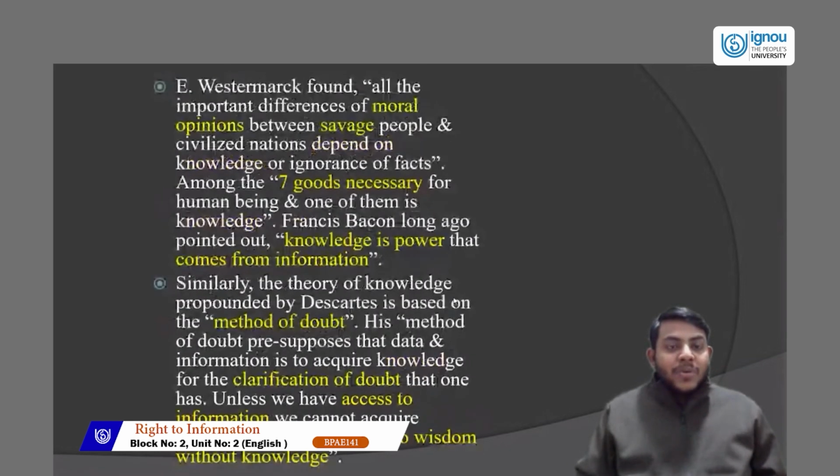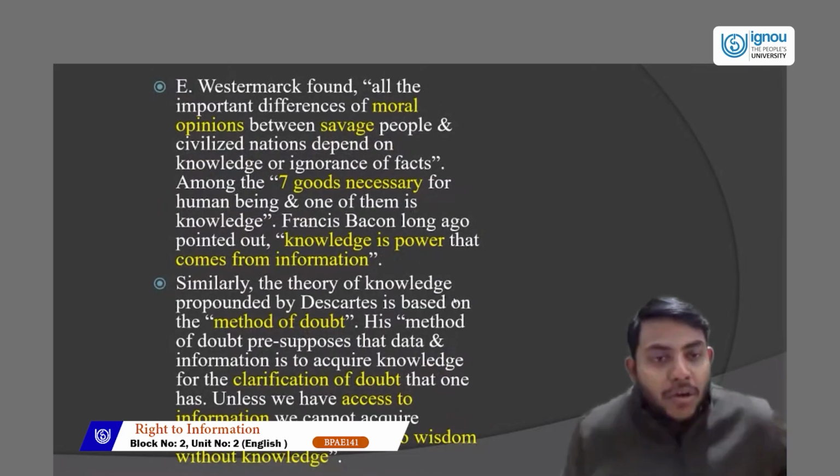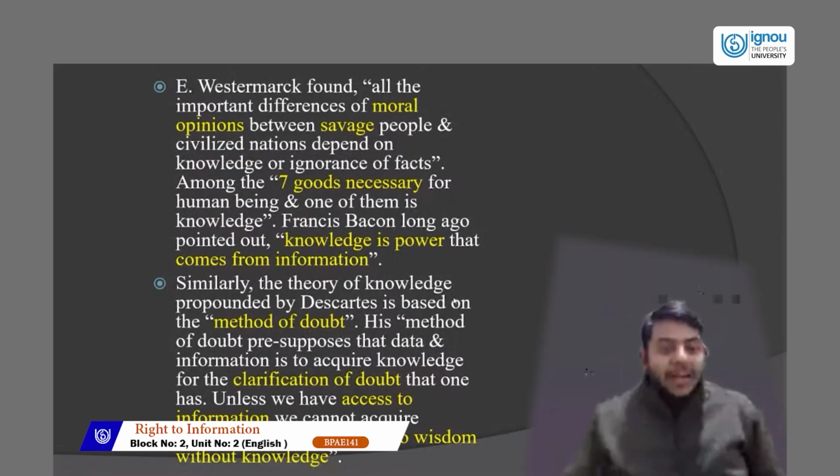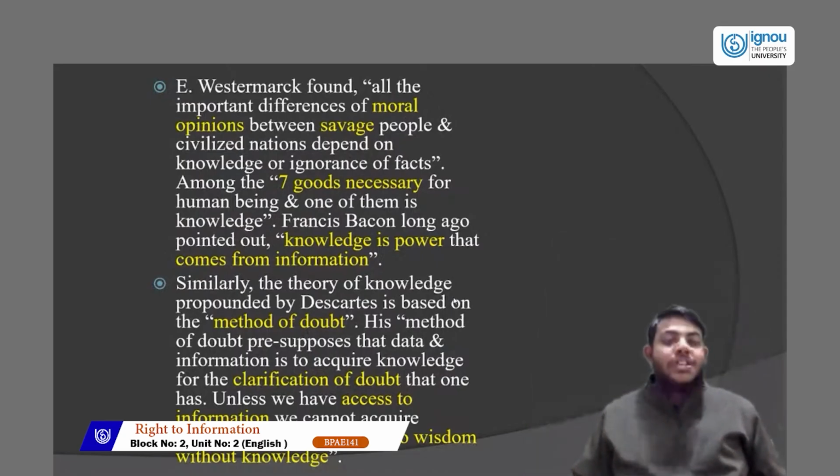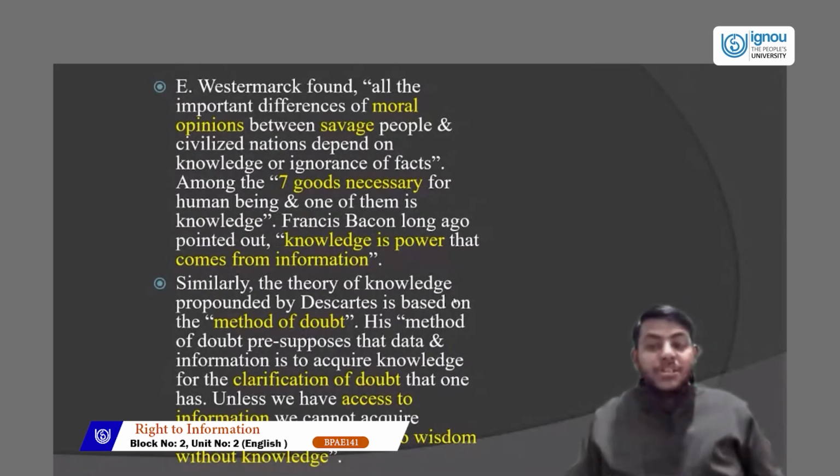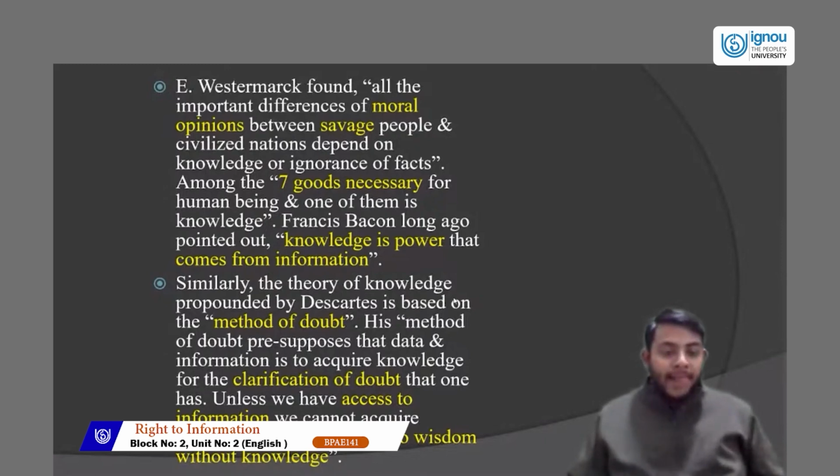There are other thinkers as well, such as E. Westermarck, who found all the important differences of moral opinions between savage people and civilized nations depend on knowledge or ignorance of facts. And among the 7 goods that are necessary for human beings, knowledge is one of them. And Francis Bacon also pointed out that knowledge is power, and this power comes from information. So these are the different thinkers who voiced their opinions on the right to information.